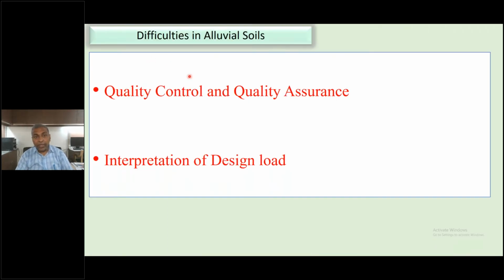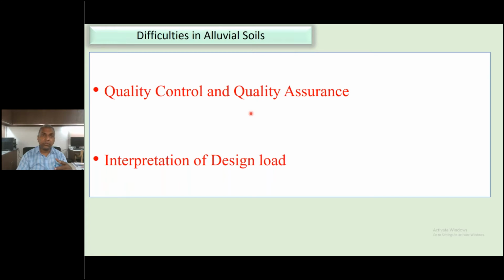So what are the difficulties we encounter in alluvial soils? Basically there are two problems. One is the quality control and quality assurance. So you go in the field, you are driving 100 piles, let us say, but how many of them would be having the same capacity which you are assuming? That is doubtful. That is what I say quality control. And in this case, I feel that that quantity would be large.